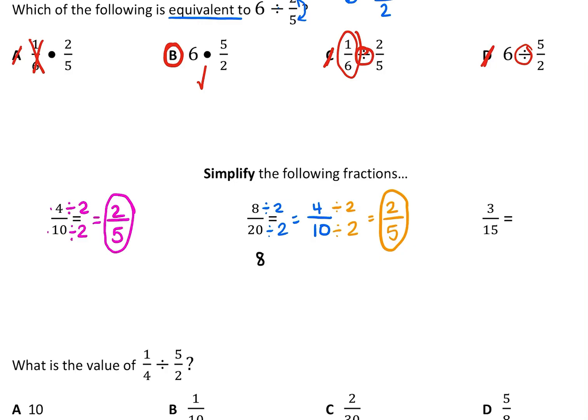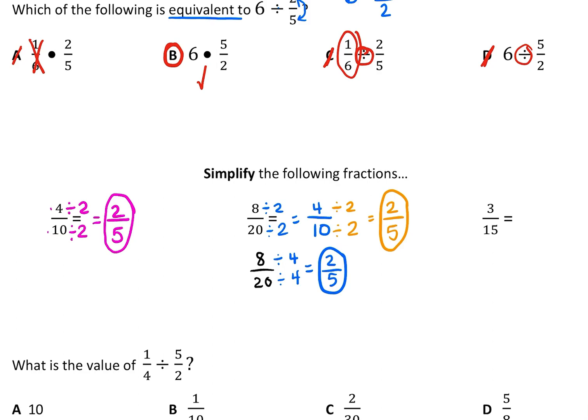Also, if we have 8 over 20, what else could I count by that gives me 8 and 20? 4. 4, 8, 12, 16, 20. So if I divide by 4, I would get 2/5 even faster. So you don't always have to simplify by 2. You can try other numbers as well.